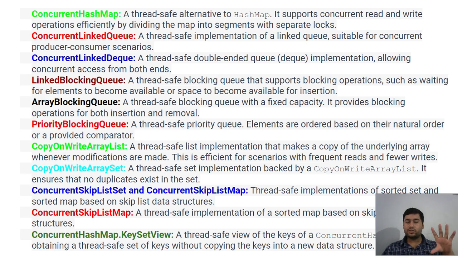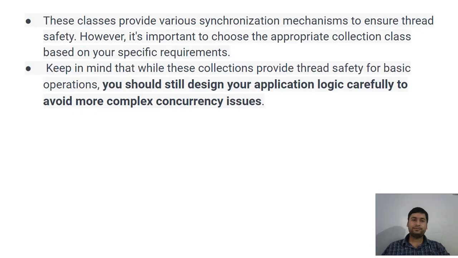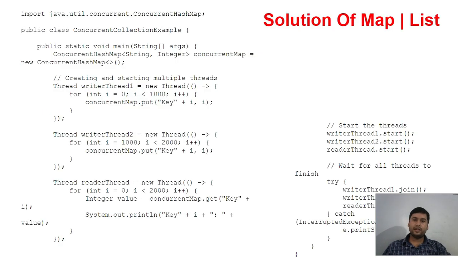where you want to use this particular hash map. Keep in mind that while these collections provide thread safety for basic operations, you should still design your application logic carefully to avoid more complex concurrency issues. Sometimes, if you scale your project to a very big level, they may give issues, but you have to keep in mind to design your project in a better way so that it will always be thread safe. Okay, so this is the solution for the map and list we have.